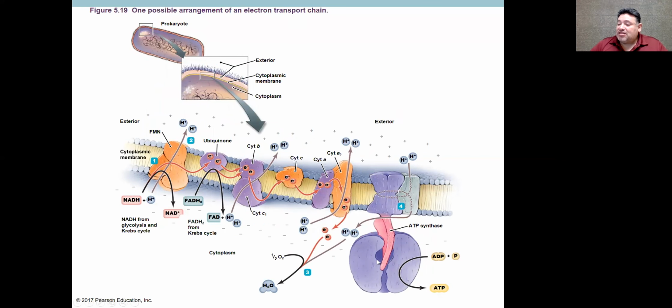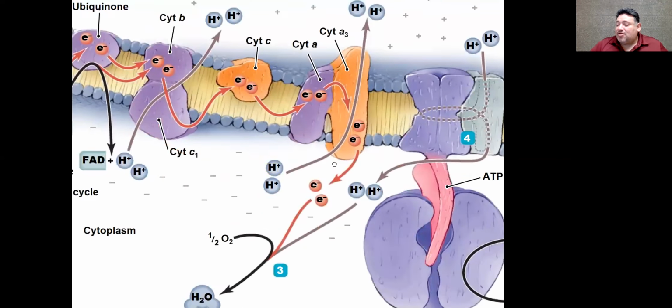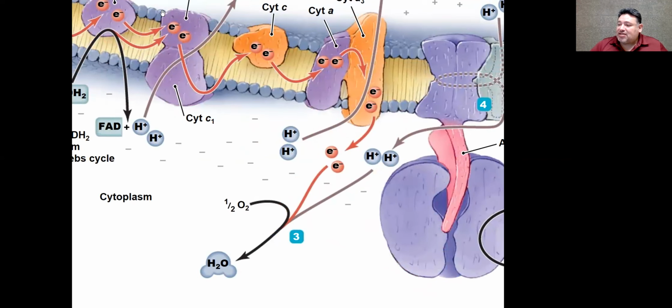Notice on this little PowerPoint here, here's the used up electrons at the end of the electron transport chain. That means that all the kinetic energy in these electrons has been used up. They don't have any more energy, but they're there and they have to go somewhere. And where do they go? They go to oxygen. So we say that oxygen is the final electron acceptor.